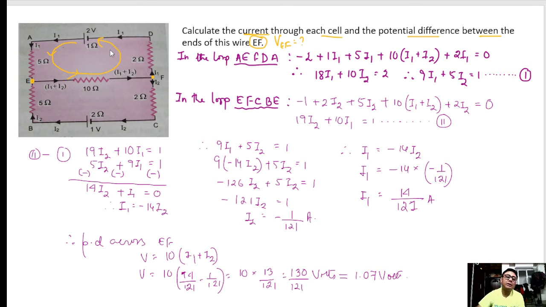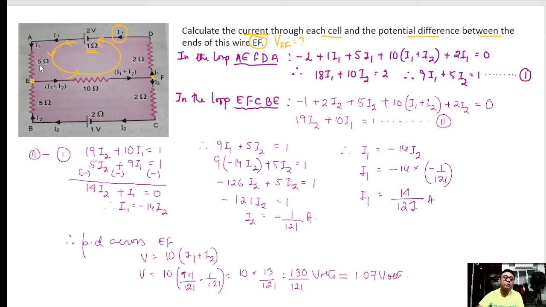Now using the first loop, we are going like this from negative to positive. That is why -2. The potential is -2 plus 1 I1. We are moving in the direction of the current through the cell, so plus the internal resistance of 1 ohm. Current is I1, so it is in the direction of the current, which is plus I1. And we are moving from negative terminal to positive terminal, that is why it is -2 volt plus 1 I1.